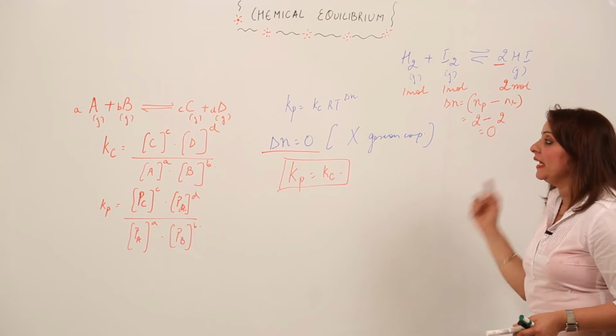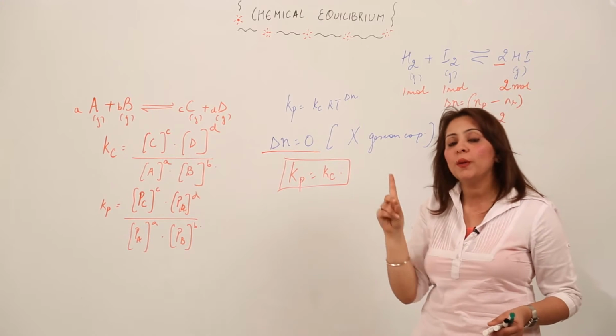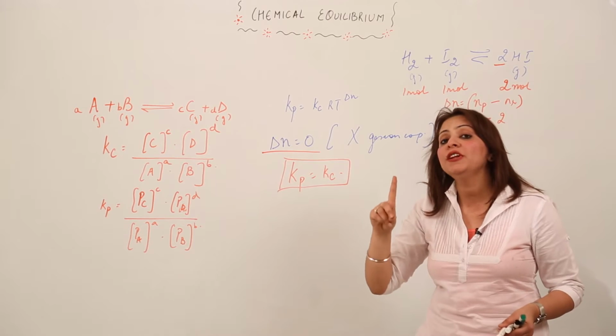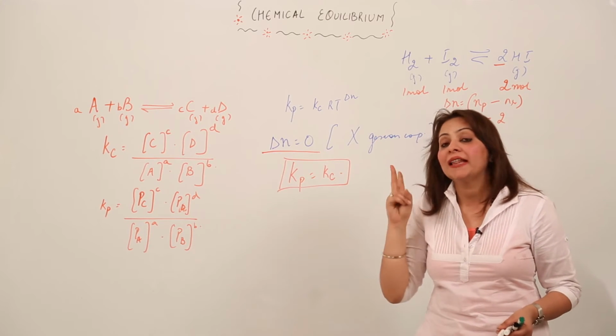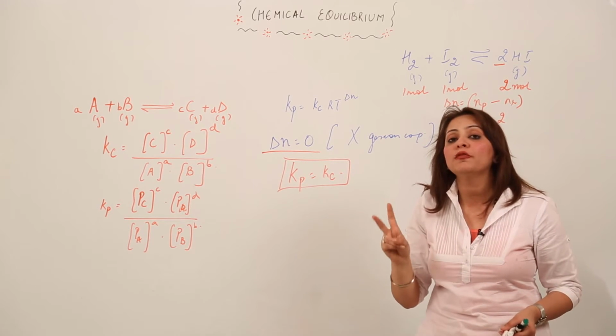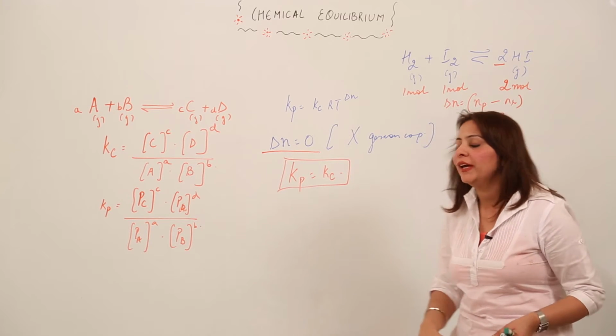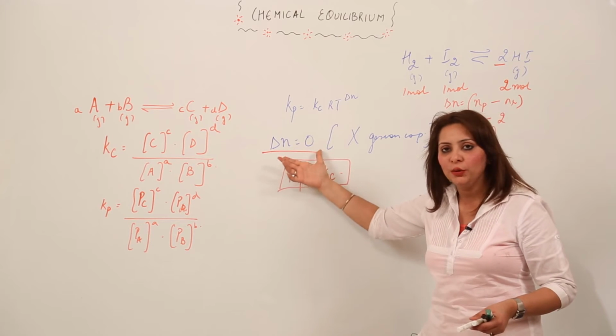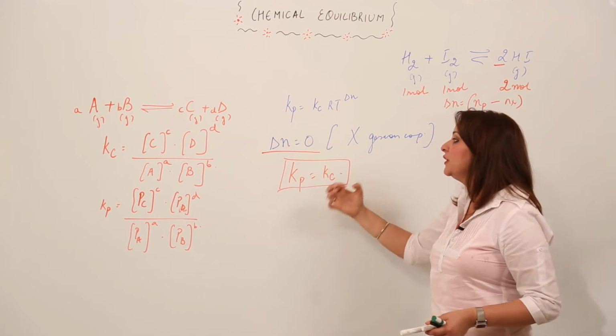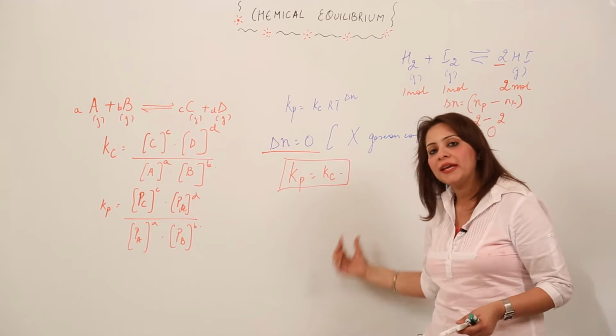So that means delta N can be 0 under two conditions. One is when the reaction does not involve any gaseous moles, and the second is when the number of moles of the reactant and product are the same. Either case gives delta N equal to 0, which corresponds to Kp equal to Kc, right?